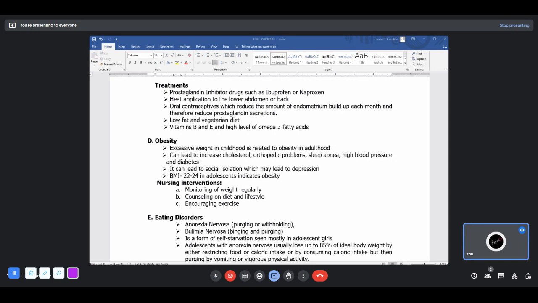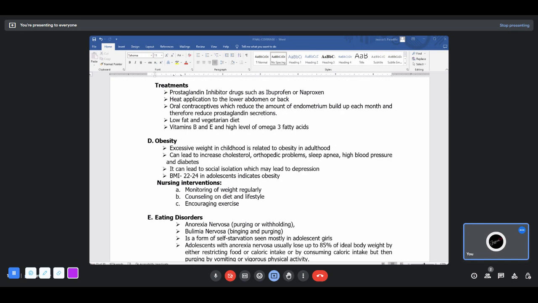So, for the nursing interventions, anong gagawin natin? We have to monitor weight regularly para ma-monitor natin kung pataas ba or pababa. And then counseling on diet and lifestyle. Okay, for example, matakaw siyang kumain. So we should counsel our patient and health educate our patient kung ano yung kailangan niyang gawin, ano yung mga ililimit niya, ano yung mga babawasan niya.